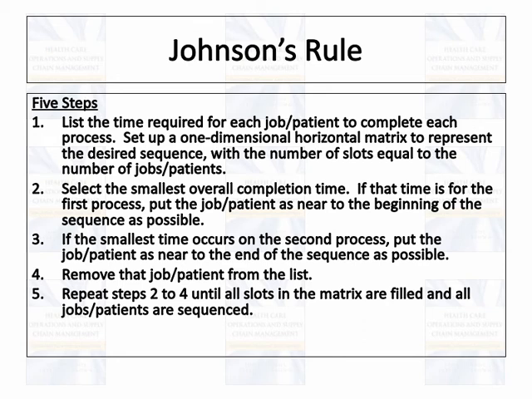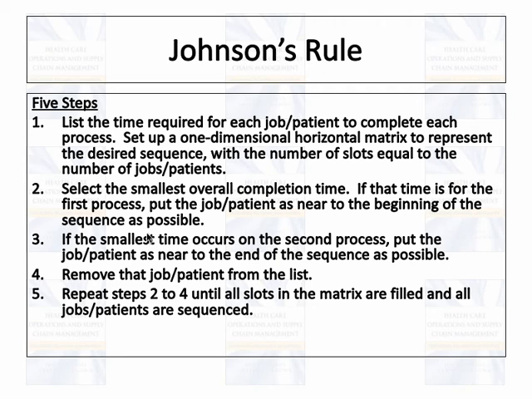For example, if you have 3 patients, heart attack, broken hand, and a small bandage, the small bandage is perhaps the shortest in processing time. It says that if that time is for the first process, meaning there are different processes for the patient, put that patient up front. And if the smallest time occurs in the second process, put the patient as near to the end of the sequence as possible. So basically there are 2 types of basic processes, the earliest process or the latest process.